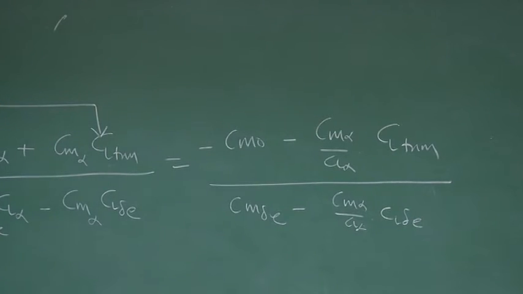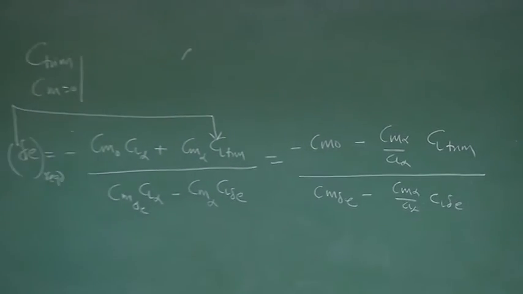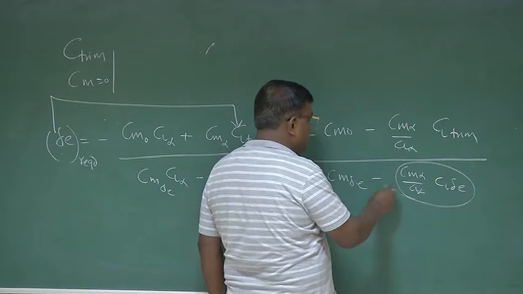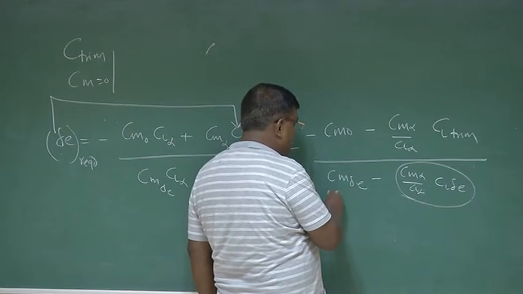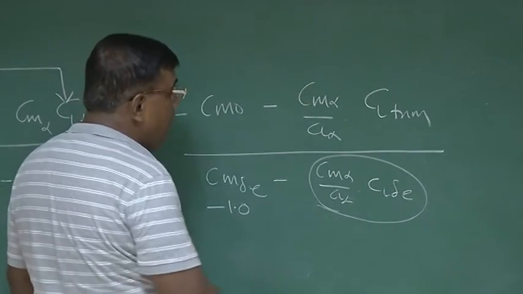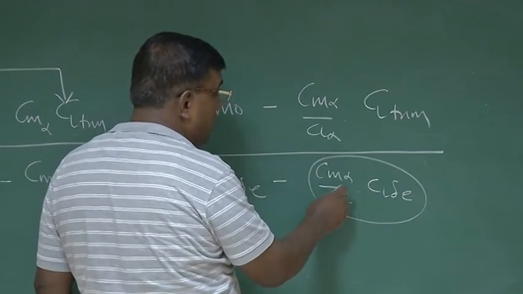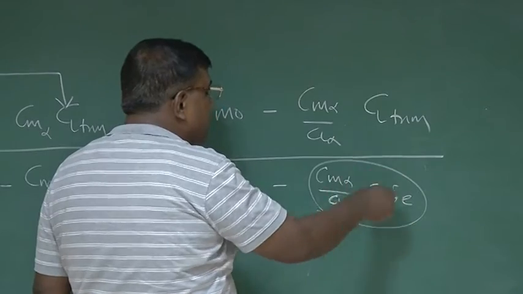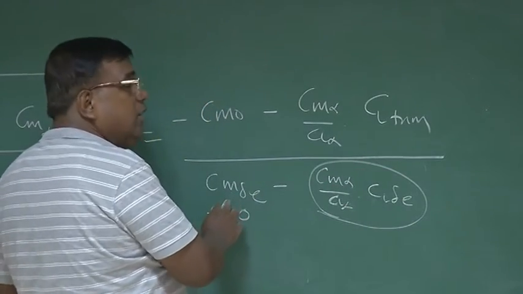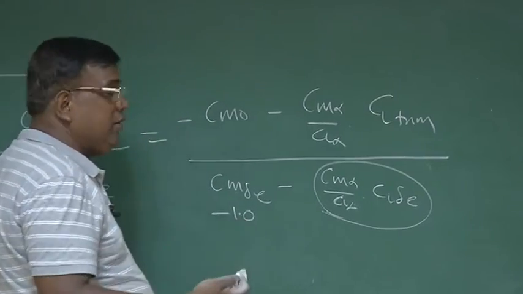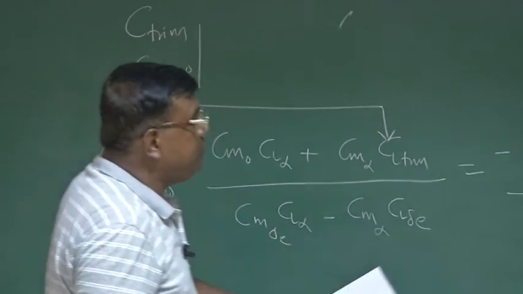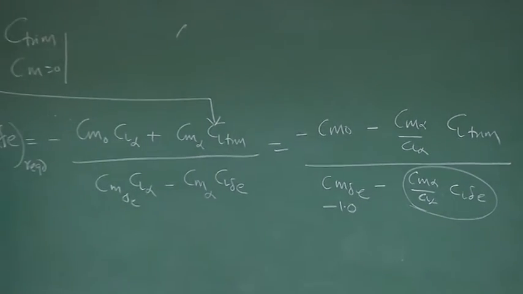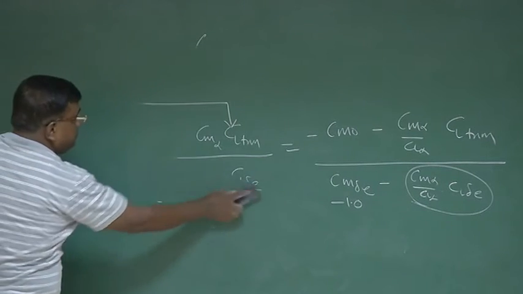Okay. We do further approximation that this term, you see actually when you put numbers, this term is less than this. Typically Cm delta E will be of the order of minus 1. Cm alpha by CL alpha is of the order of 5 or 6. The CL delta E is around 0.6, 0.7. So indeed, this will be lesser compared to Cm delta E. So it's not a bad idea to neglect this to get a designer's perspective. So if I neglect this term compared to Cm delta E, then I get a neater term with which the designer can get a better feel.